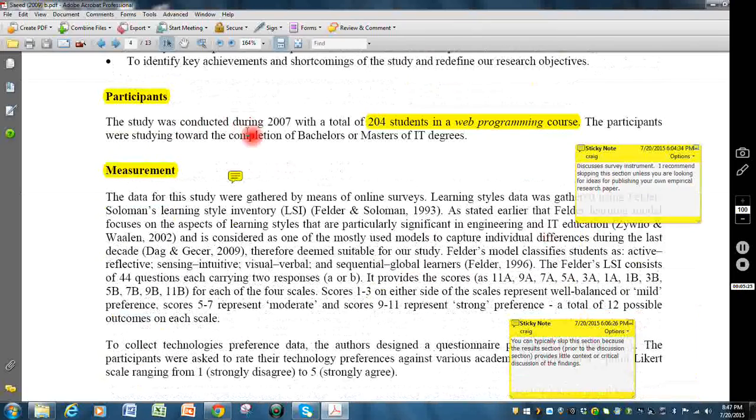Okay, sometimes peer-reviewed journal articles will discuss the subjects of the study, and here it talks about the participants, and there were 204 students included in the study, and that's quite a significant sample size. So if you were writing a lit review, or you're writing your own research paper, you might want to include this when discussing this particular study and how it relates to your review of the research literature.